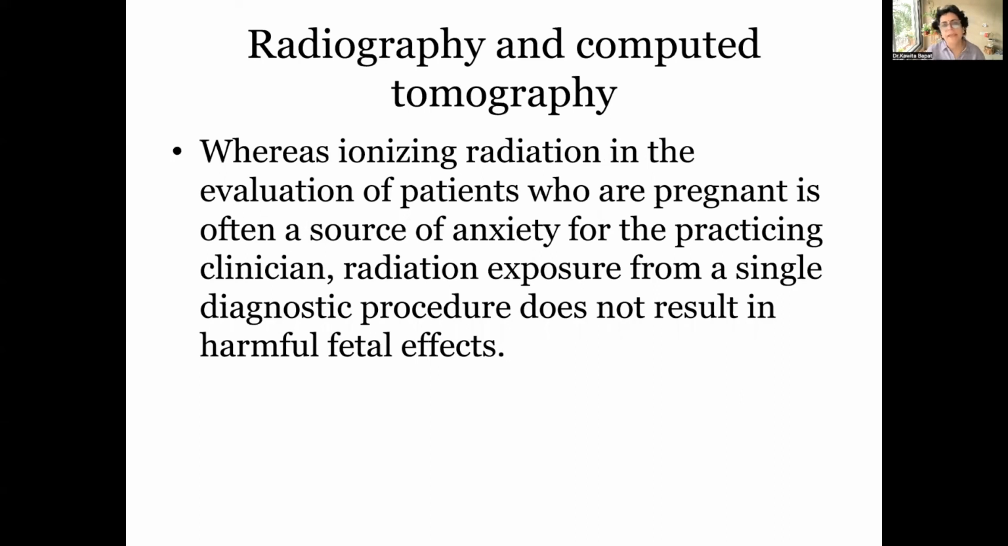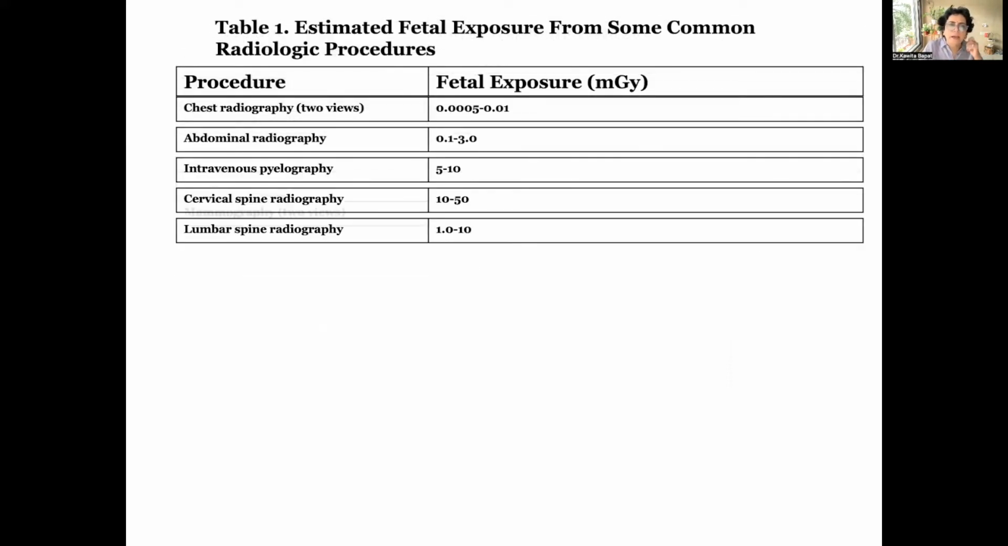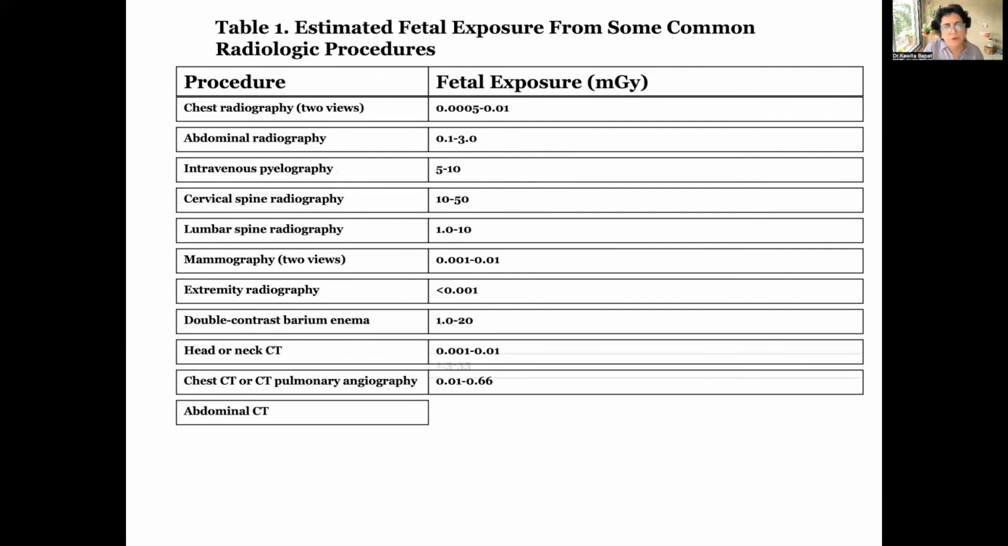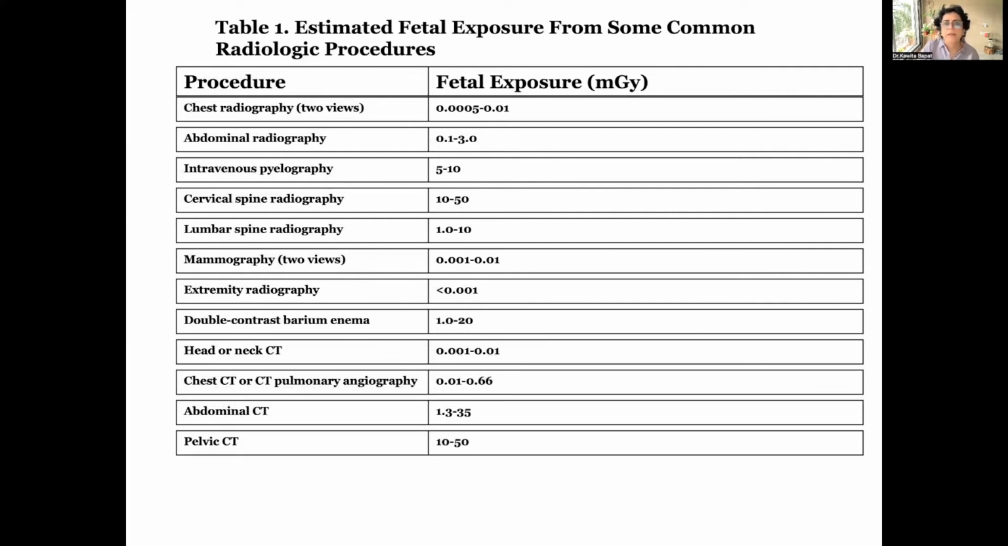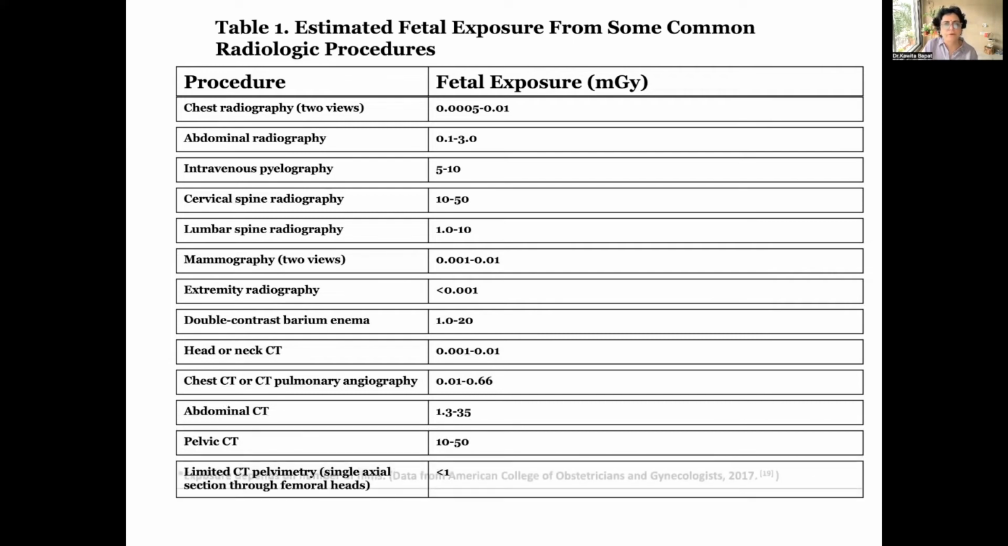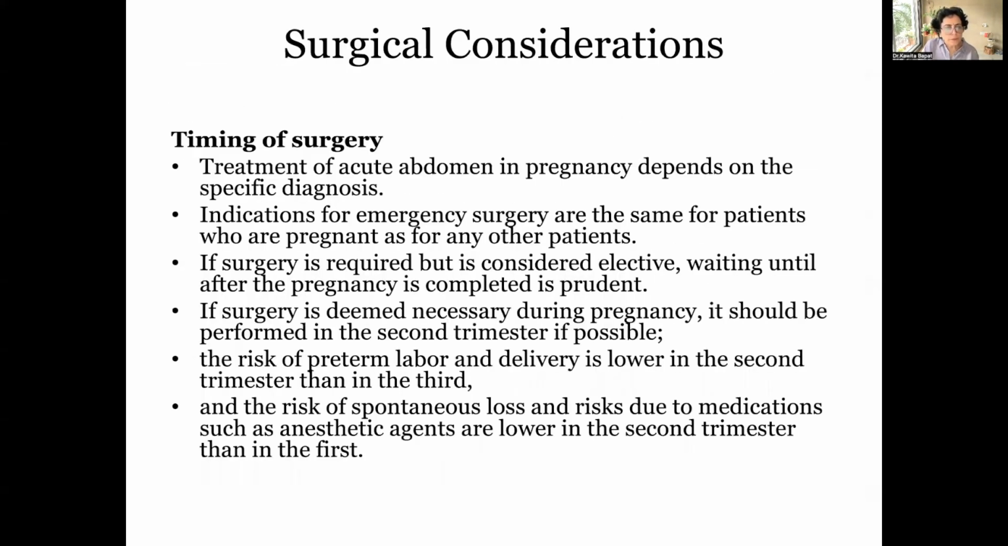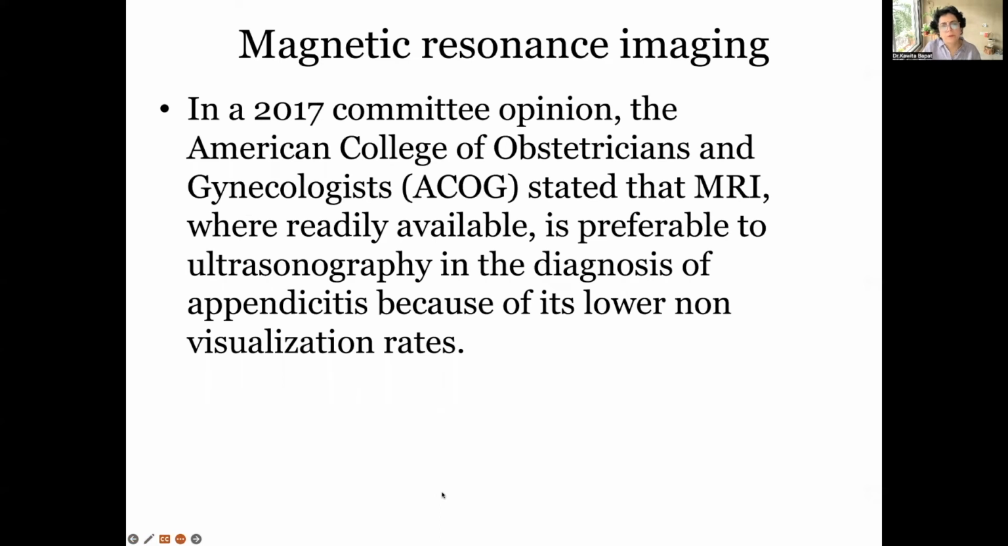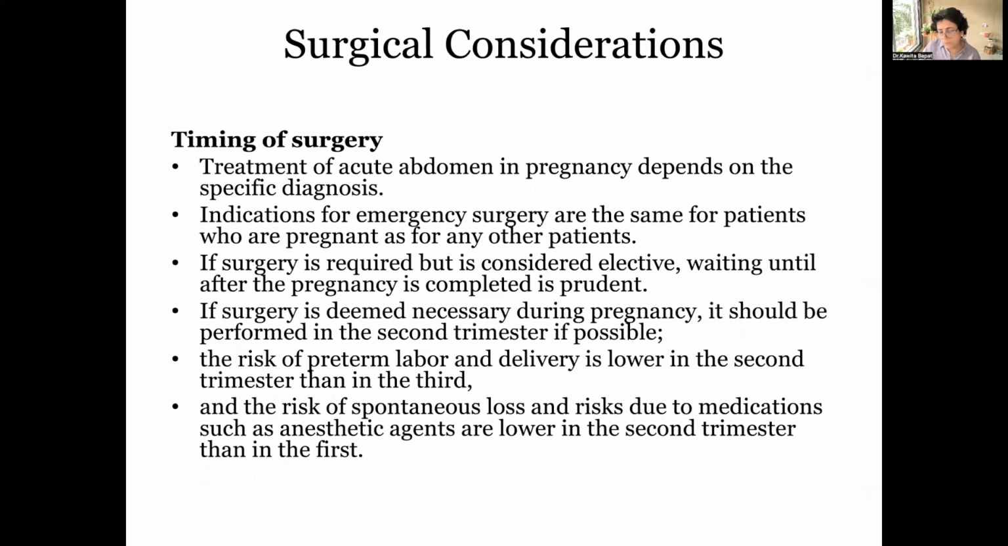Radiography and computed tomography have a role, but ionizing radiation in pregnant patients is a source of anxiety for practicing clinicians. If you want to do radiography for diagnosing the acute abdomen, there are chances of exposure in different ways. So this is where MRI has a role, and in an acute abdomen we should do the MRI.